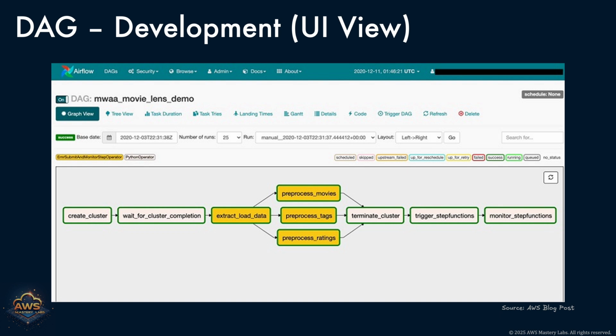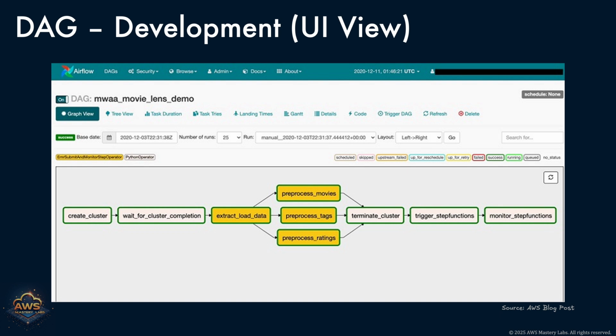This DAG orchestrates a multi-stage data pipeline from provisioning to termination. It begins by provisioning a compute cluster, such as a Spark or EMR cluster, to handle resource-intensive operations. Next, it extracts raw data from one or more sources and loads it into a centralized location, such as S3 or a staging database. Once the data is loaded, the DAG launches several parallel pre-processing tasks, each responsible for preparing different datasets. These could involve cleaning, normalization, or feature engineering, depending on the use case. This parallelism improves efficiency and reduces total processing time.